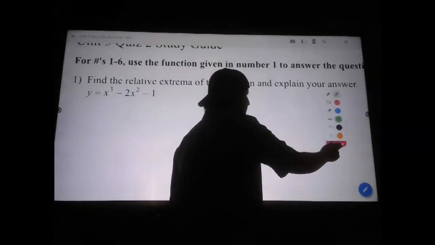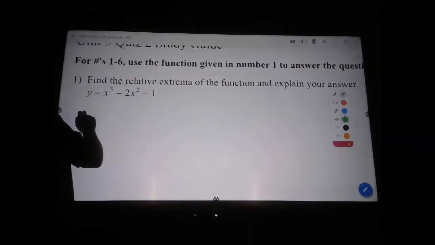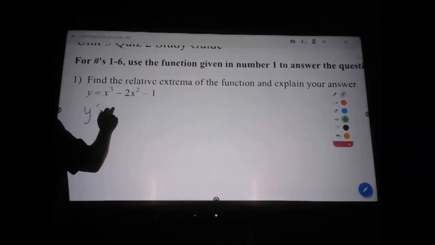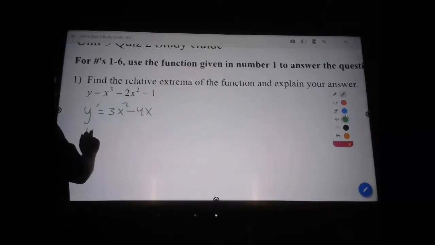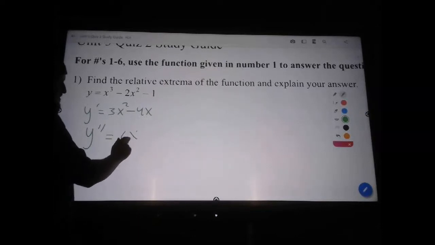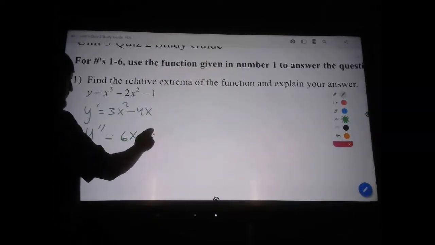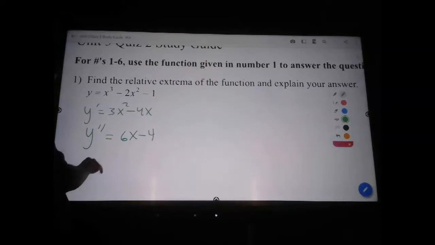All right. So let's see here. Our first derivative was 3x squared minus 4x, right? Now, when we want to know about concavity, we need to find the second derivative. So that would be 6x minus 4.